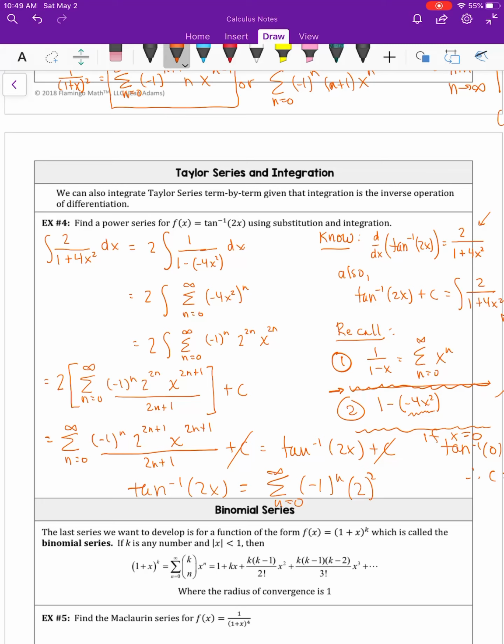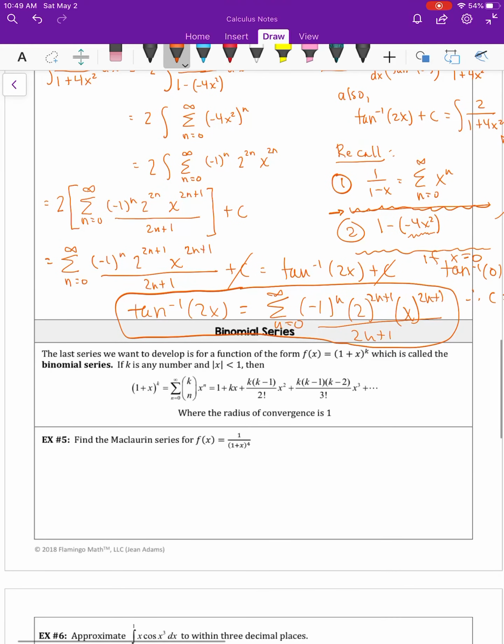So what we end up with is that the inverse tangent of 2x is equivalent to the summation from n equals 0 to infinity of negative 1 to the n, times 2 to the 2n plus 1, times x to the 2n plus 1, divided by 2n plus 1. And that is using substitution and integration to find a power series for inverse tangent 2x. So that's your power series for inverse tangent 2x.